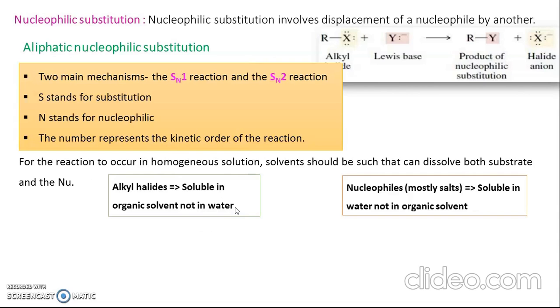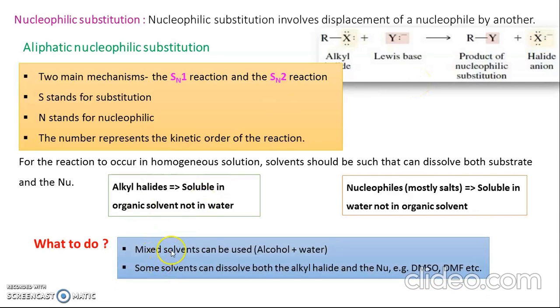On the other hand, nucleophile, that is Y minus, is soluble not in organic solvent but in water, because mostly it is salts. Suppose our nucleophile is MeO minus, that is the sodium salt of MeO minus, sodium methoxide. In that case obviously it will not be soluble in organic solvent. So our main substrate is soluble in organic solvent, not water, but Y minus is not soluble in organic solvent. So what can we do under this condition?